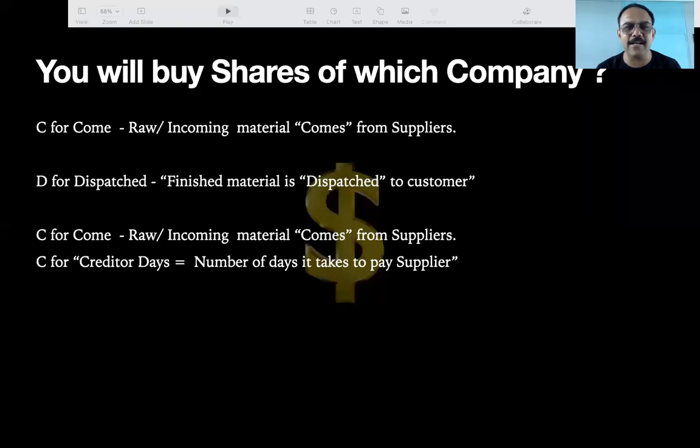Non-finance people, creditor days. Okay, are you okay with this term, creditor days? C, creditor days. C for come, material comes from the supplier. So it is the number of days it takes to pay the supplier. In our example for company A, in how many days is company A paying the supplier when it receives the material?